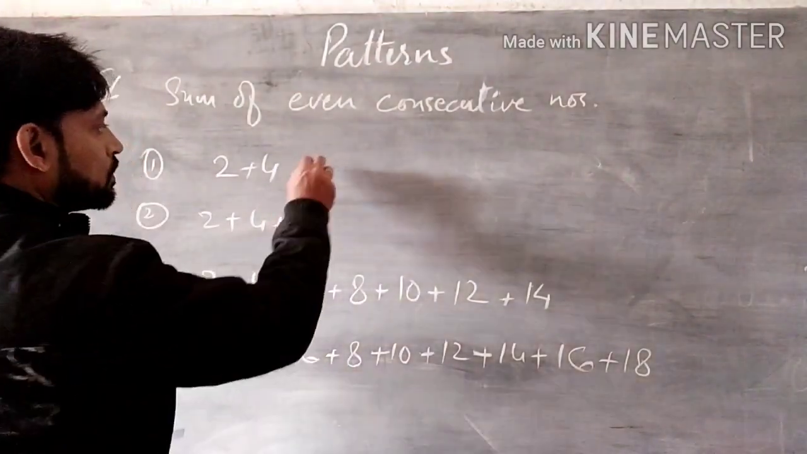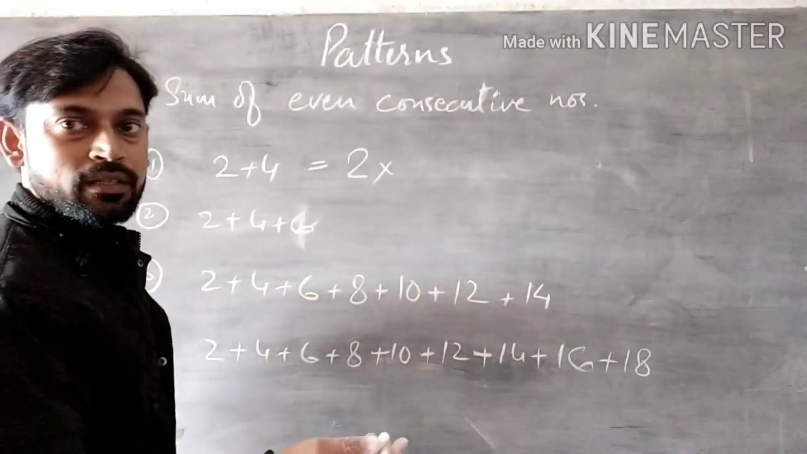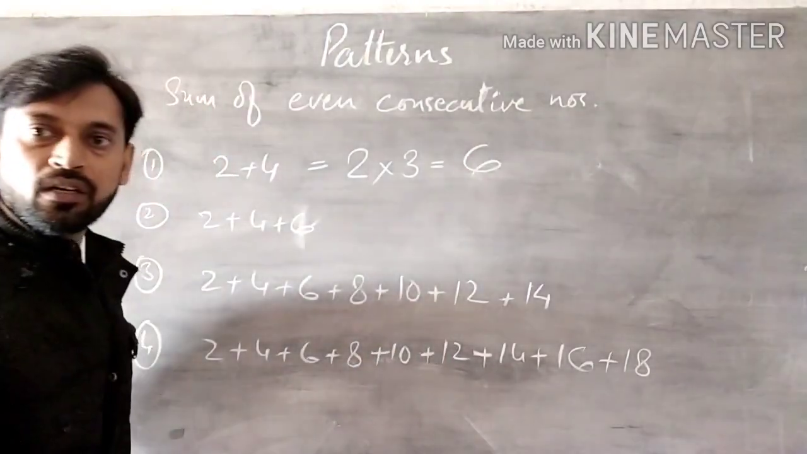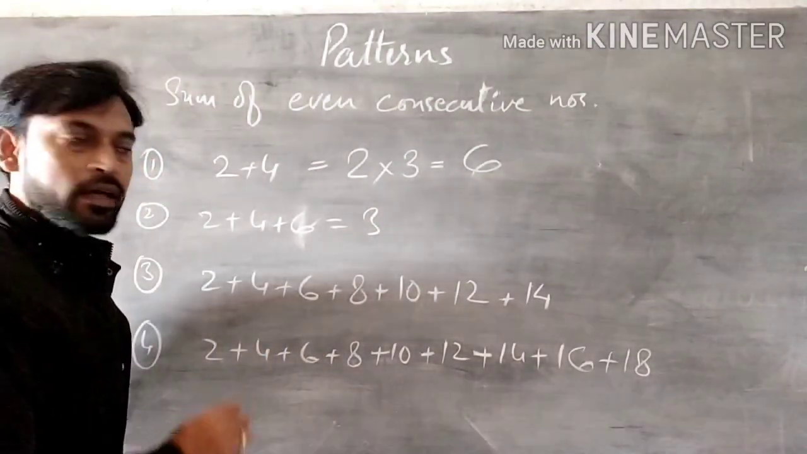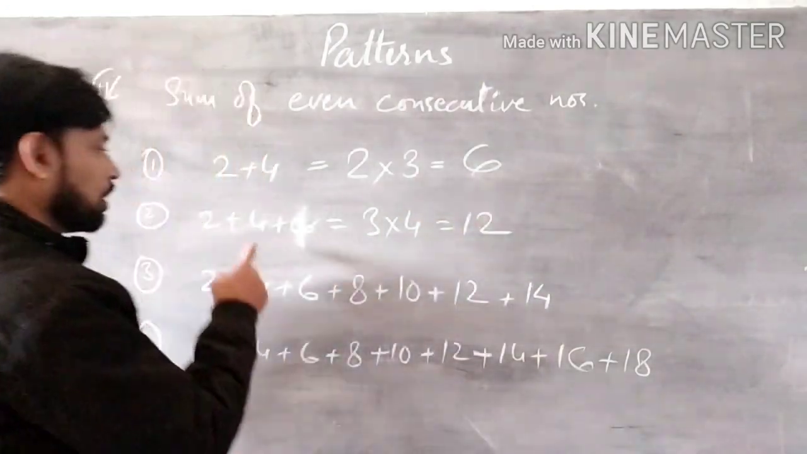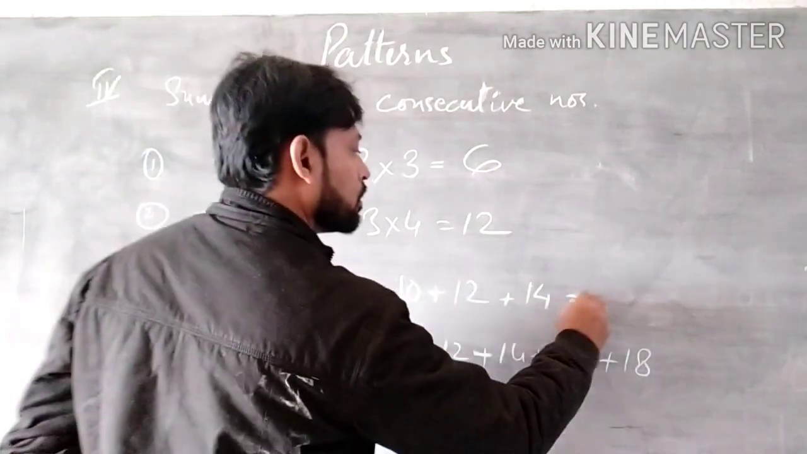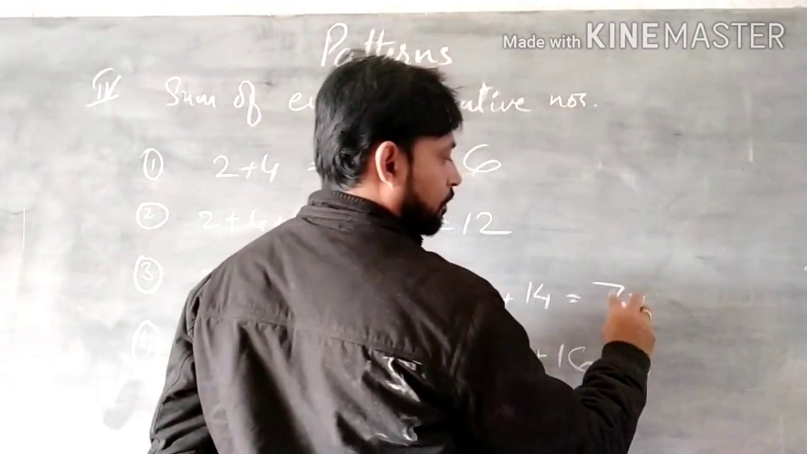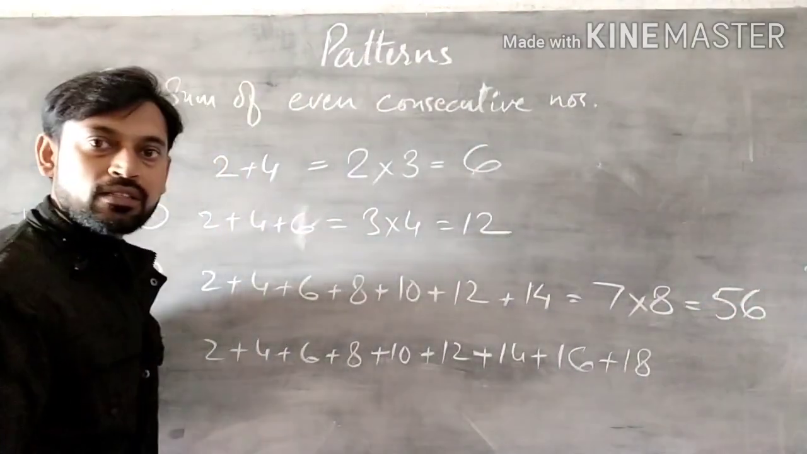So what you have to do, just count the digits. 1, 2, and what will come next? That is 3. 2 3s are 6. Sum will be 6. Here 1, 2, 3, 3 numbers are there, and what comes after 3? That is 4. So the sum is 12. Now here 1, 2, 3, 4, 5, 6, 7. So 7 multiplied by the next number, that is successor of 7 is 8. 7 8s are 56. So the answer is 56.